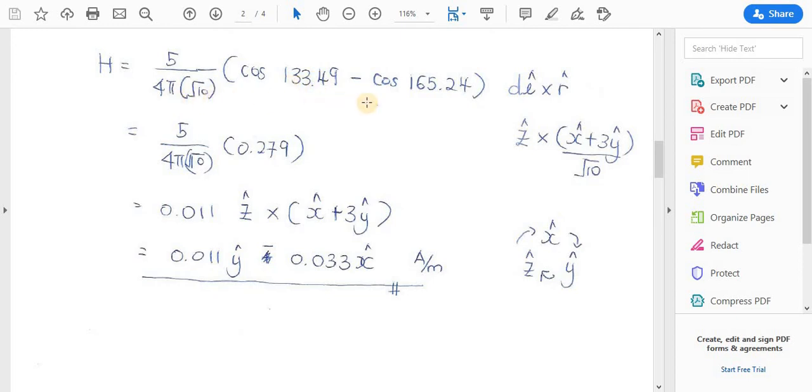Next you perform the calculation as usual. For this one, you need to cross product each of the terms one by one. Z cross product with x, zx, you get positive y. And when z cross product with y, you are in the reverse direction, so you will get negative x here. The value you can calculate easily by using your calculator.